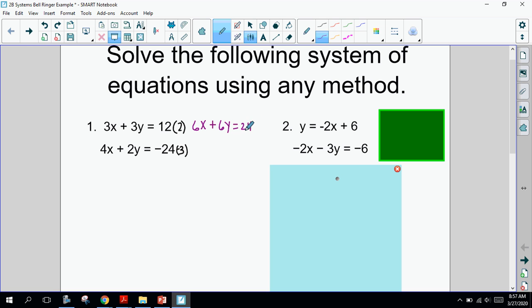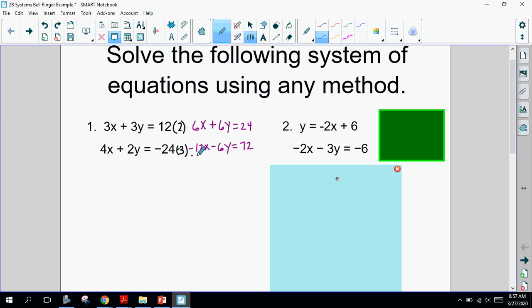In my other equation, I'm multiplying by negative 3. So a negative times a positive 4x gives me a negative 12x. Continuing on here, negative 3 times 2y is minus 6y. This is looking really good because now my y's are set up to eliminate with the positive and the negative. And then I've got negative 3 times negative 24, and that gives me my answer here of 72.